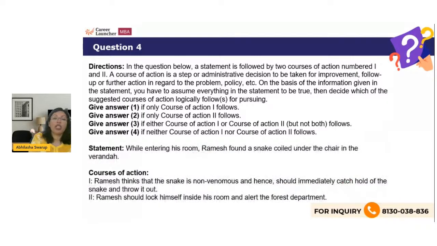Let's look at the fourth question. So while entering his room, Rakesh found a snake coiled under the chair in the veranda. So Rakesh thinks that the snake is non-venomous and hence should immediately catch hold of the snake. Can you catch hold of a snake to throw it out? No. So therefore, one is just invalid. Ramesh should lock himself inside the room and alert the forest department. Yes, he needs to protect himself, and therefore 2 is valid. So your correct answer will be option number 2. Okay, that's the right course of action.